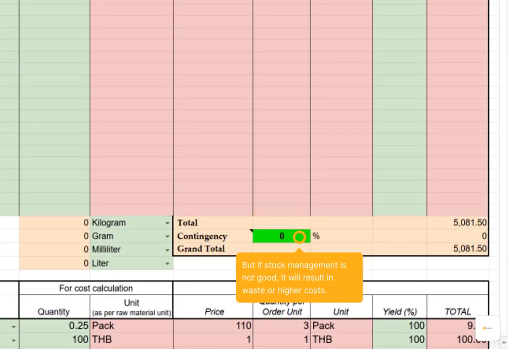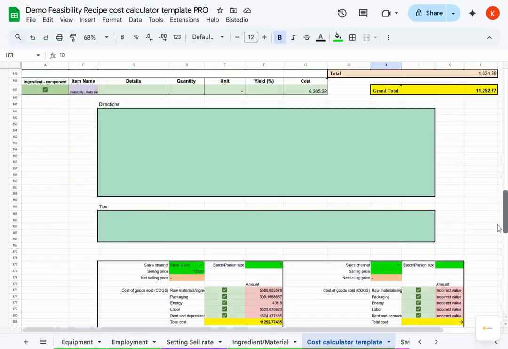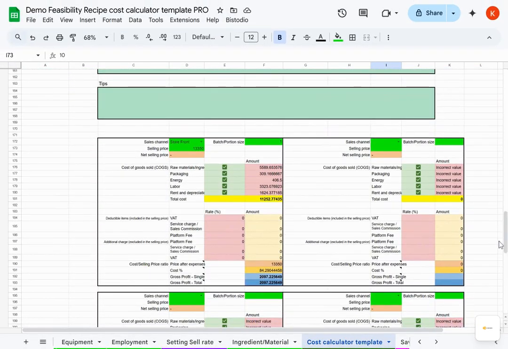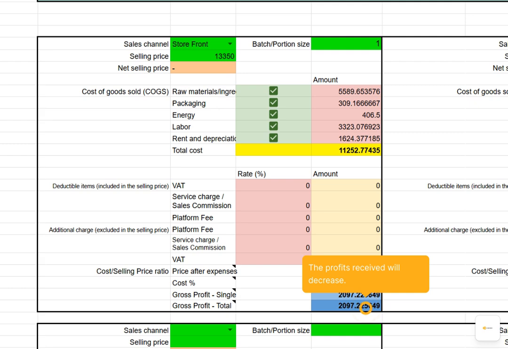But if stock management is not good, it will result in waste or higher raw material costs. Assume 10%. The profits received will decrease.